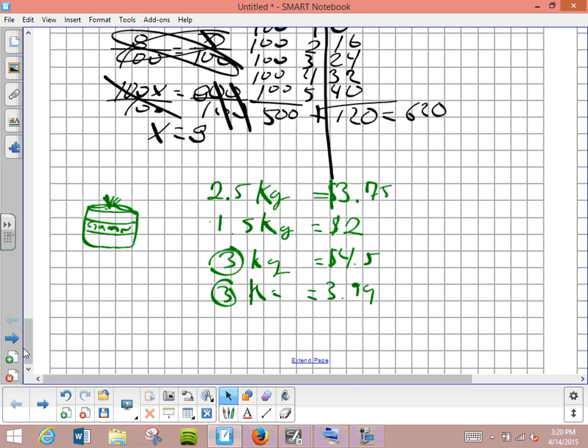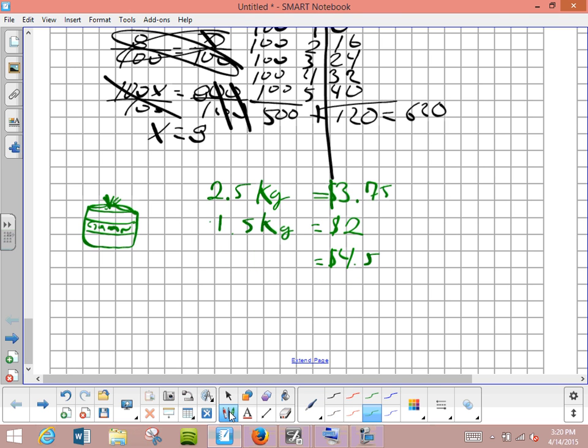So you walk in there. What did I put right here? Let's pretend that you go into the store and you find one that is 2.5 kilograms and it costs $3.75. Another one is 1.5 kilograms and it's $2. And then the last one is 3 kilograms and it's $4.50. Prove it to me mathematically.